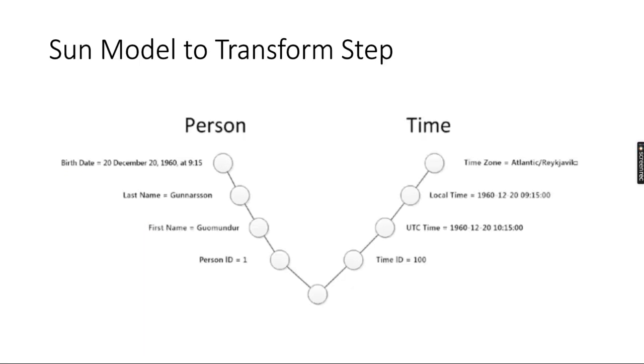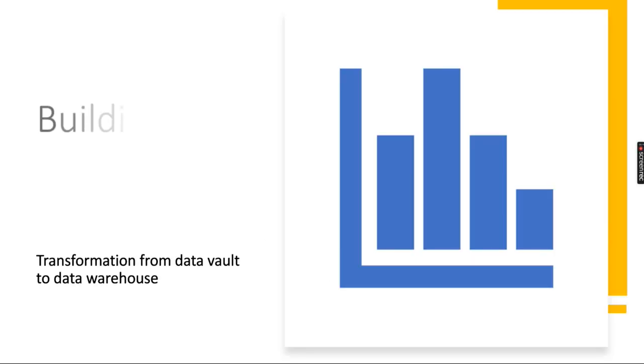Now the Sun model to transform step. Here we take the person ID and the time dimension and we try to connect the person dimension with the time dimension, so we can apply any fact over here for making the connection.